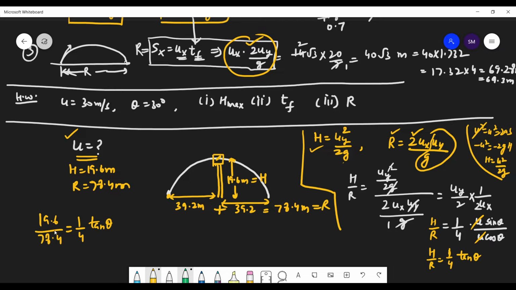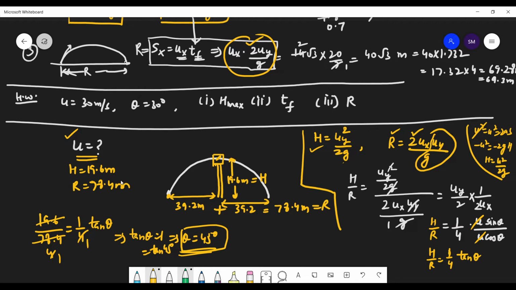So actually 19.6 times 4 is this. So this is 4 times, and 4 times 1 is 4 times. So tan theta is equals to 1, and theta is equals to 45 degree, because tan theta is 1. So 1 is tan 45. So theta is 45 degree. So students, we have found the value of theta.